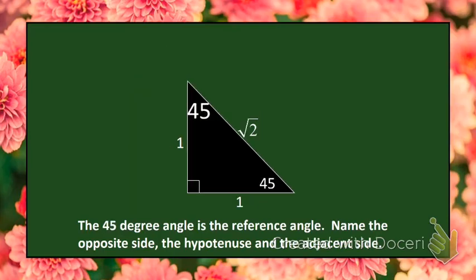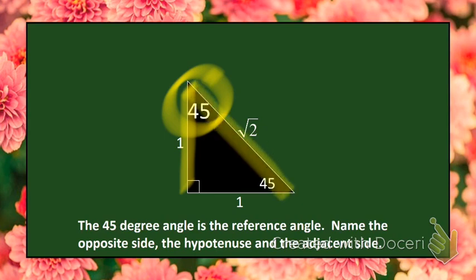In this problem, the 45-degree angle that is pulsating is the reference angle. So I circle the reference angle. I highlight the two sides that make up the reference angle. The longer of the two sides is labeled the hypotenuse. The other side is labeled the adjacent, and the remaining side is the opposite.